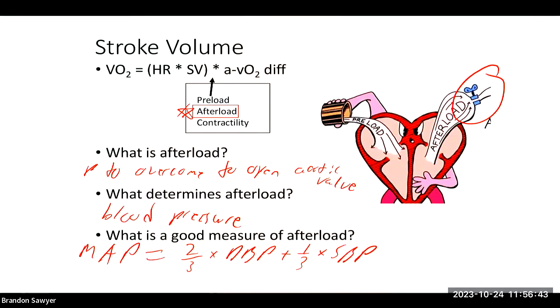Yeah. We need to measure MAP. Yeah, I would know that equation. Yeah.